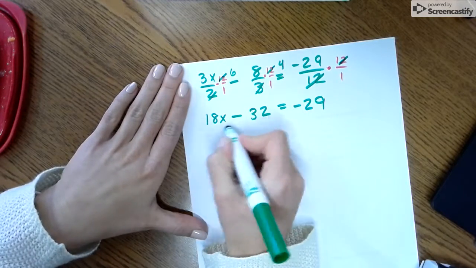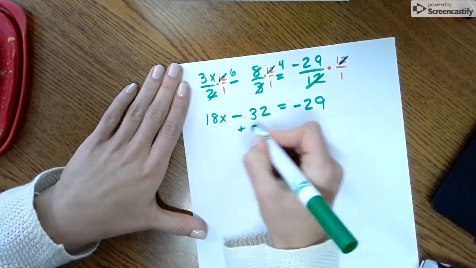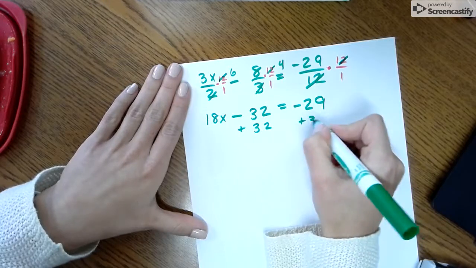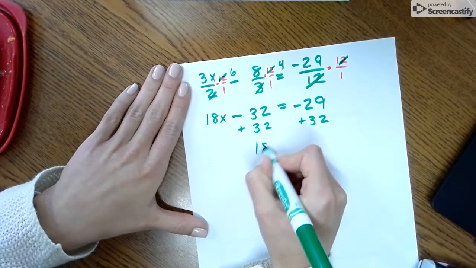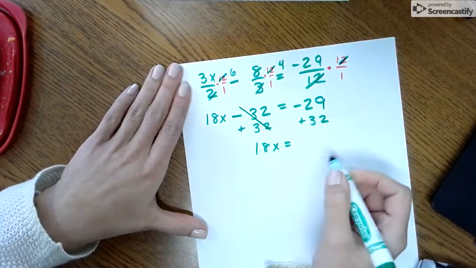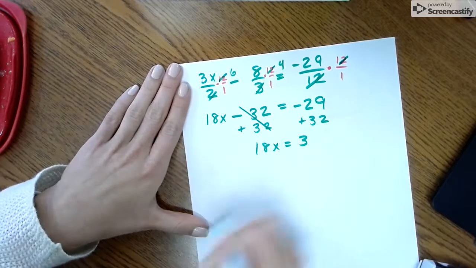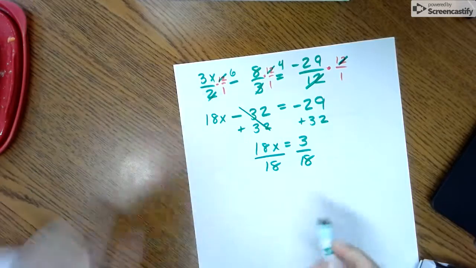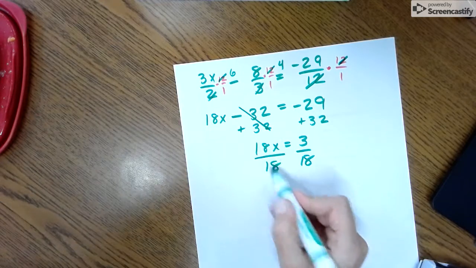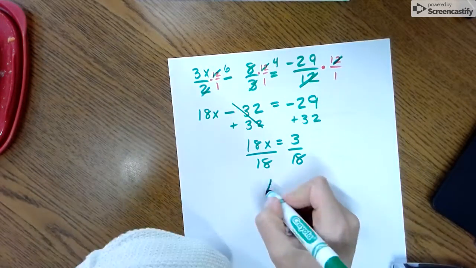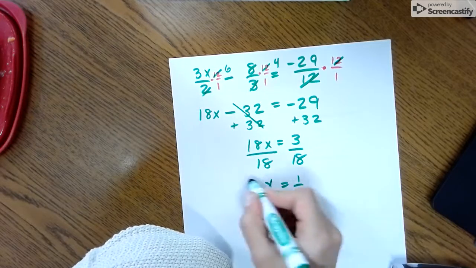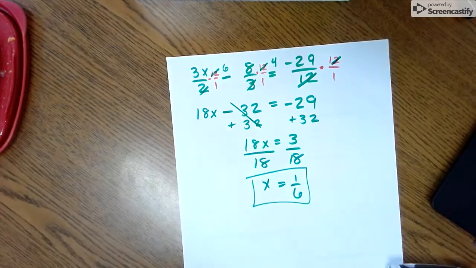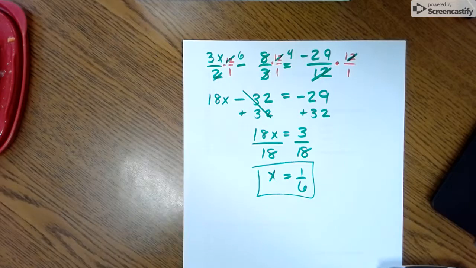Okay, so then from here, I'm going to say all of my variables are on the left-hand side. So I'm going to add the constant over to the right side. So that's 0. Negative 29 plus 32 is 3. And then divide by 18. So it's 18 times x. So to get x alone, I have to divide. And then 3 over 18 reduces to 1/6. So my answer for this one would be 1/6.